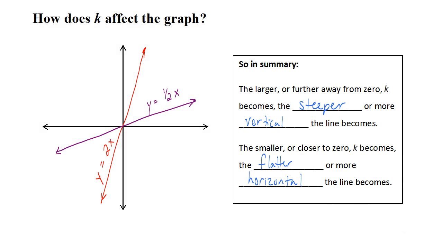So hopefully after watching this video you have a better understanding now of rate of change and how it relates to slope. And we have a better understanding of how that slope or rate of change affects that graph for our direct variation. So with that, good luck now as you work on your assignment.